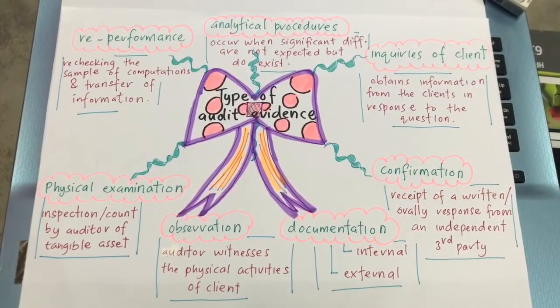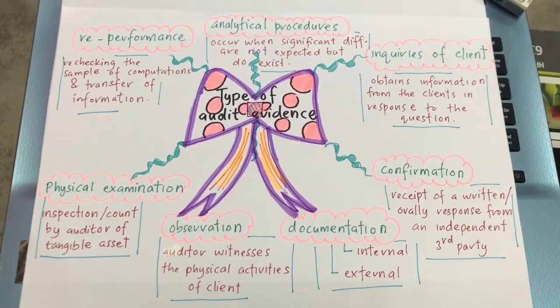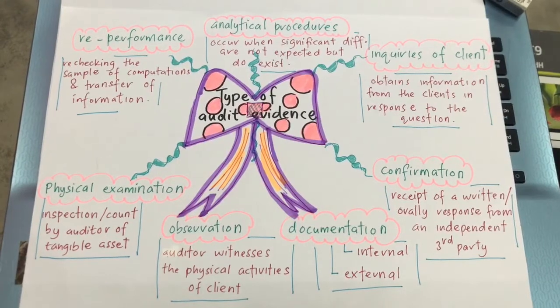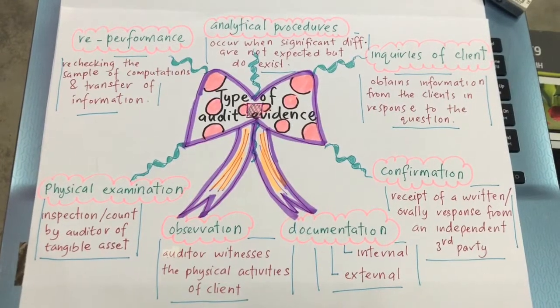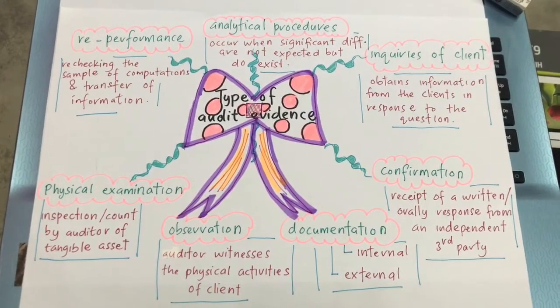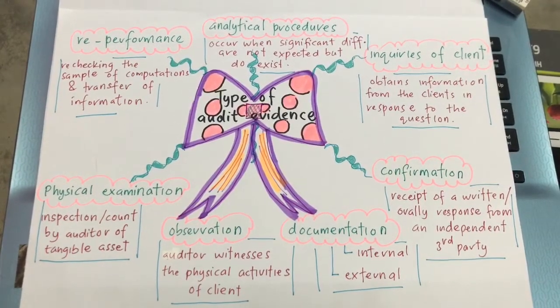There are 7 types of audit evidence, which are: 1. Physical examination, 2. Observation, 3. Documentation, 4. Confirmation, 5. Inquiries of client, 6. Analytical procedures, and 7. Reperformance.